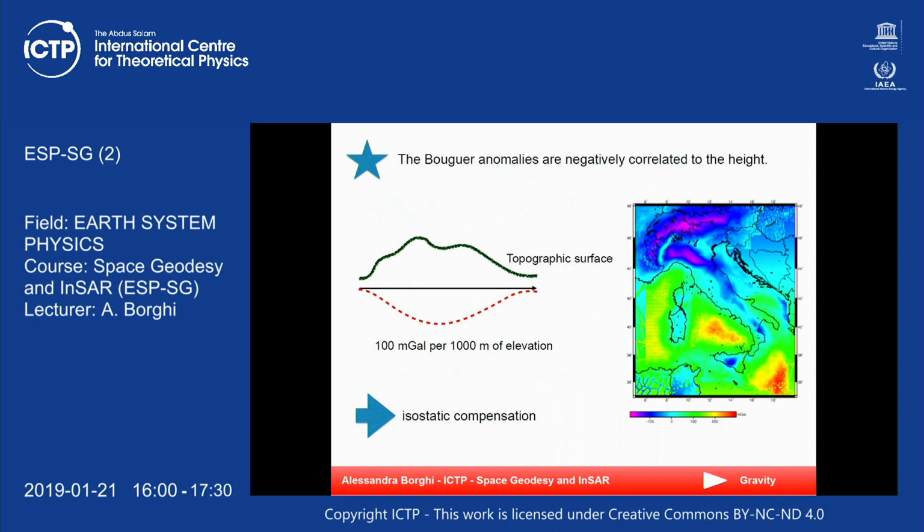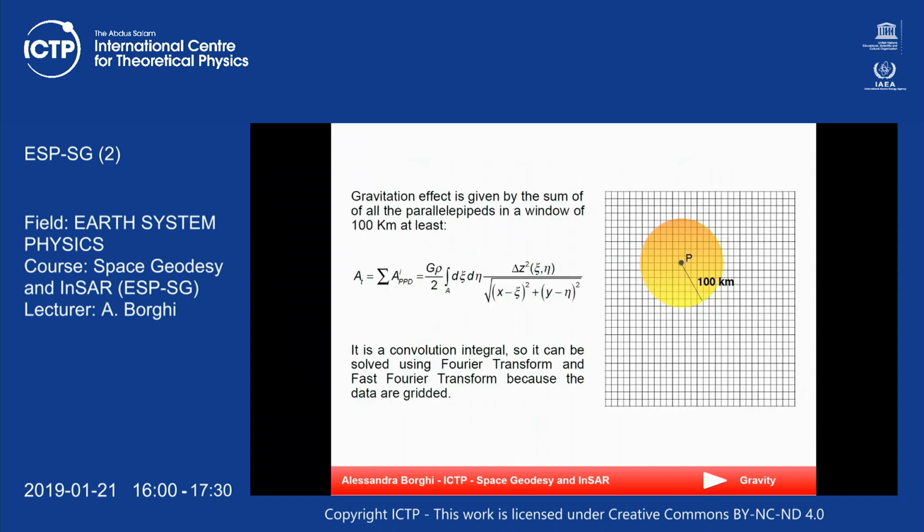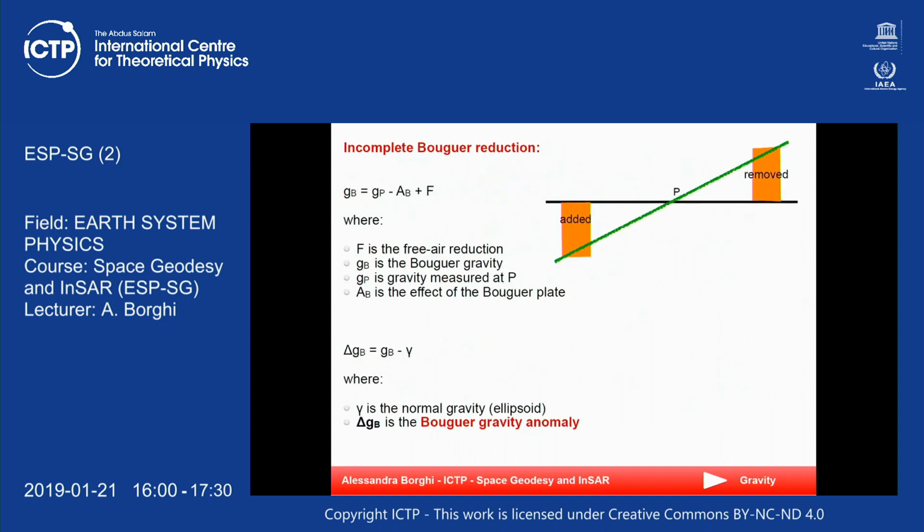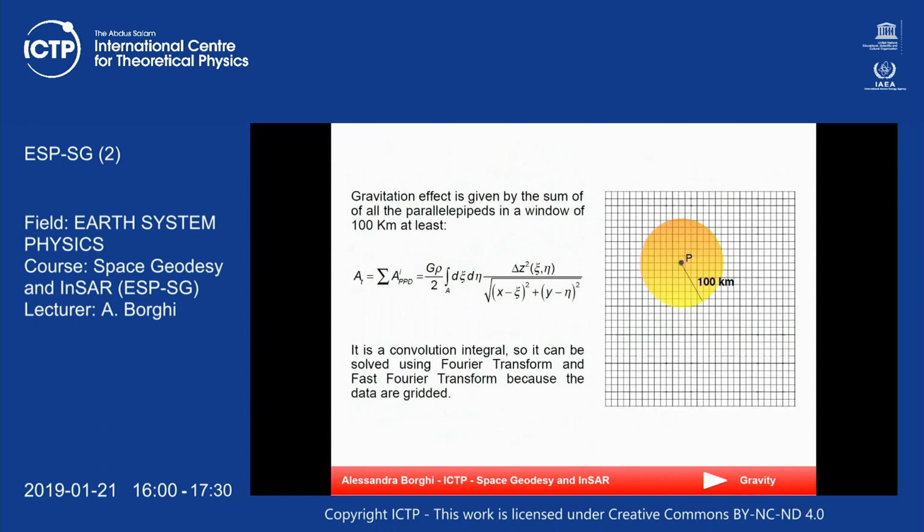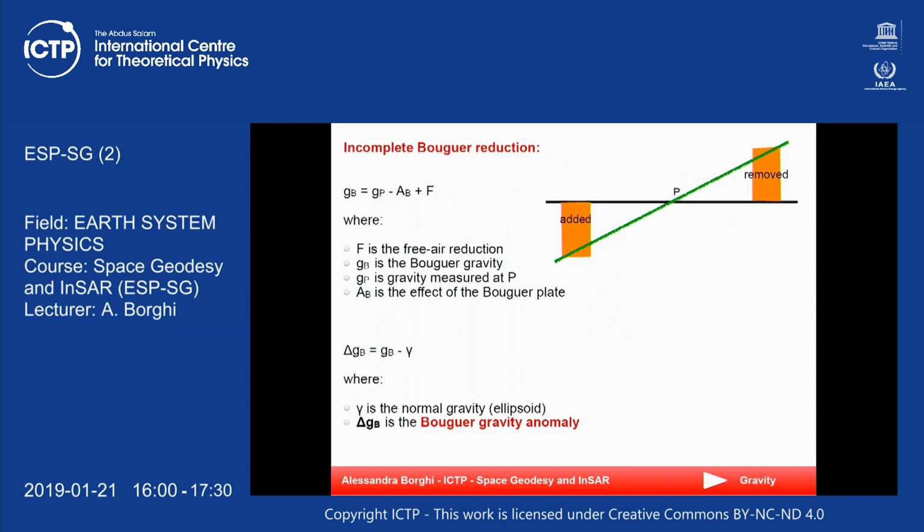Okay. What this is for the Bouquet anomaly. I remember also last year I realized that I didn't put the final formula. Okay, I'm going to improve the slide. So we are here.